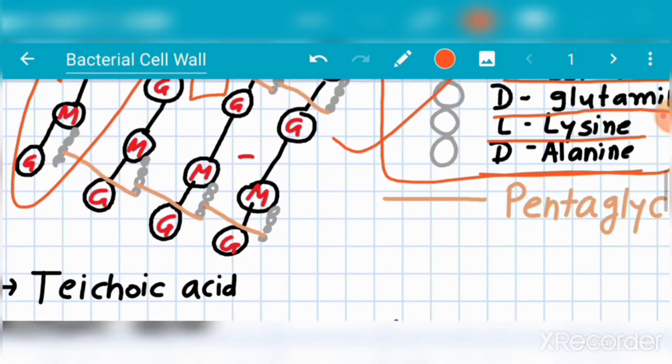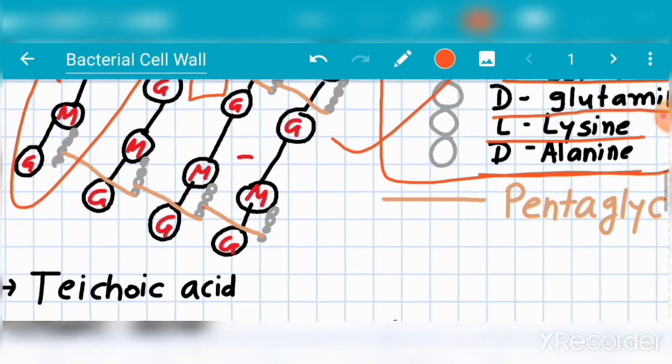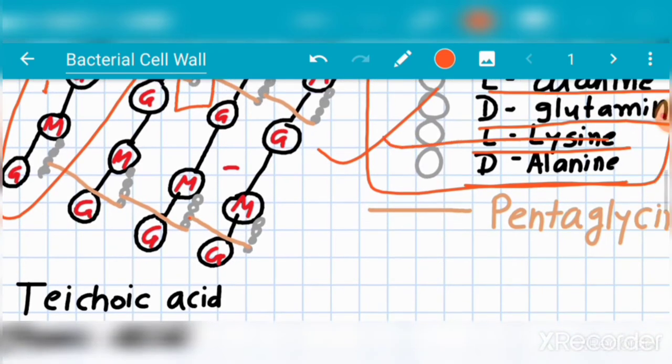The third molecule of a tetrapeptide chain, which is L-lysine, is connected to the fourth molecule of the adjacent tetrapeptide chain, which is D-alanine, by a pentaglycine linkage. And this is responsible for the integrity of the peptidoglycan layer.